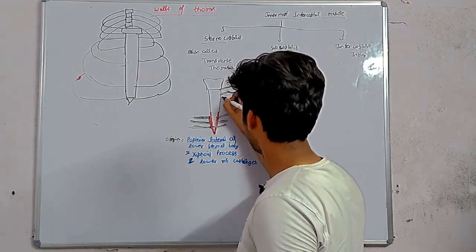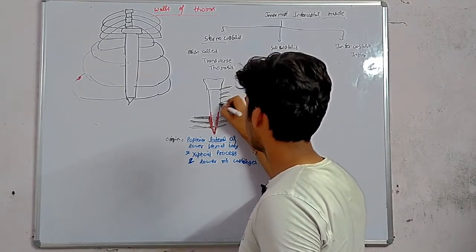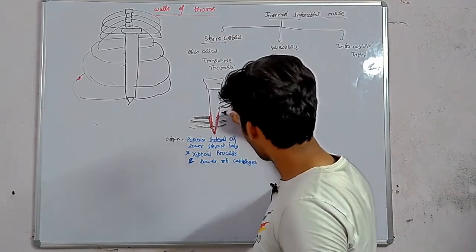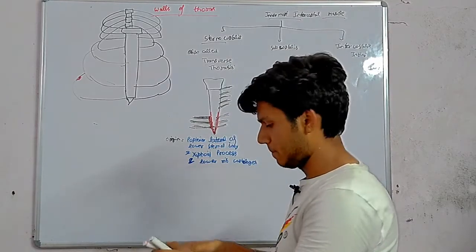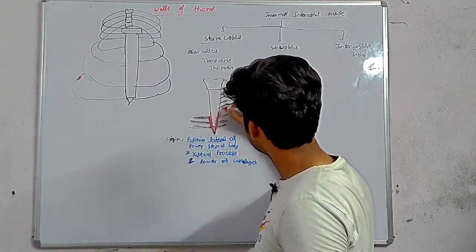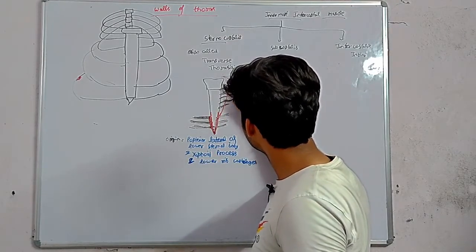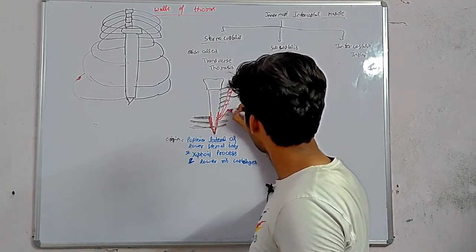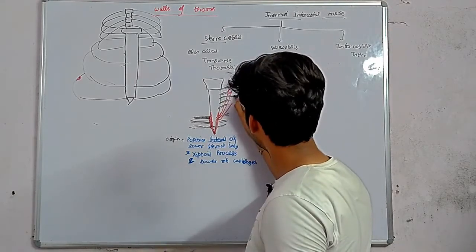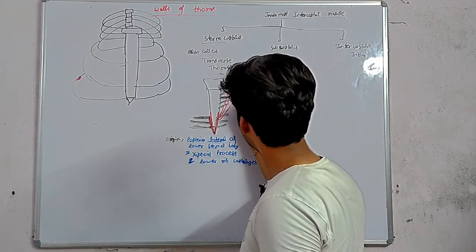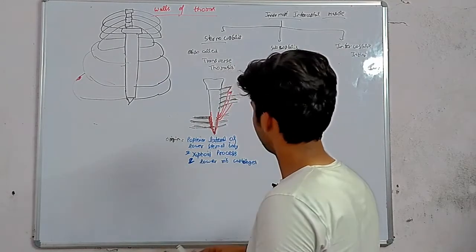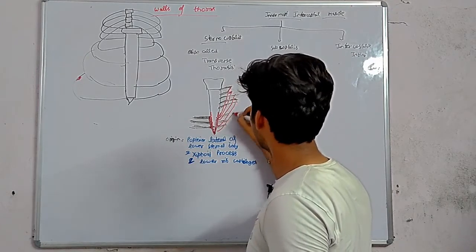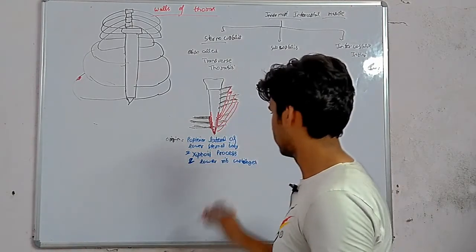Third rib, fourth rib, fifth rib, sixth rib. The sixth rib will also be there. It goes posterior and above to the second rib, third rib, and in the insertion, the fourth rib, fifth rib and sixth rib. These are the insertions.